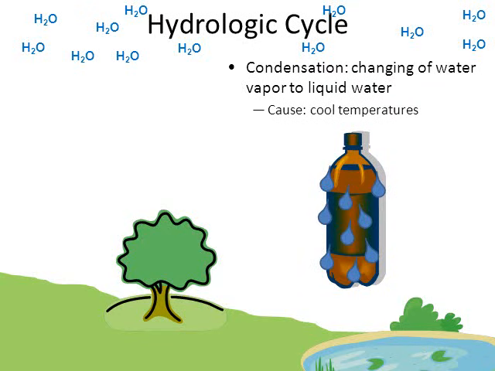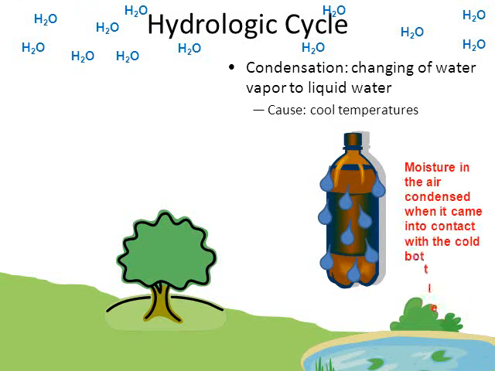Where did the water come from? Did the bottle leak? No. The reason there's little droplets of water is because that soda bottle is really cold. You just took it out of the refrigerator. And so the moisture in the air came into contact with that cold bottle and it condensed, forming little liquid droplets.